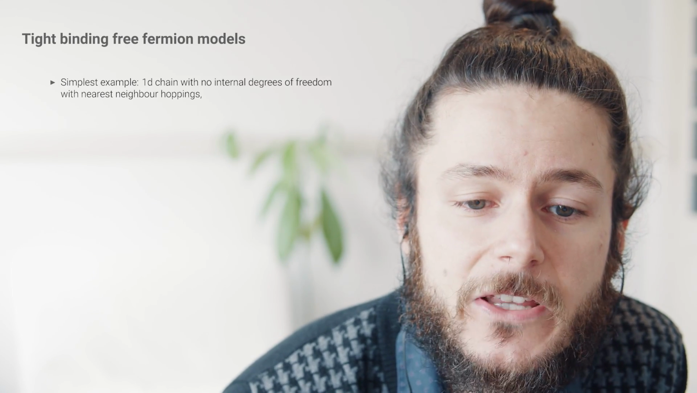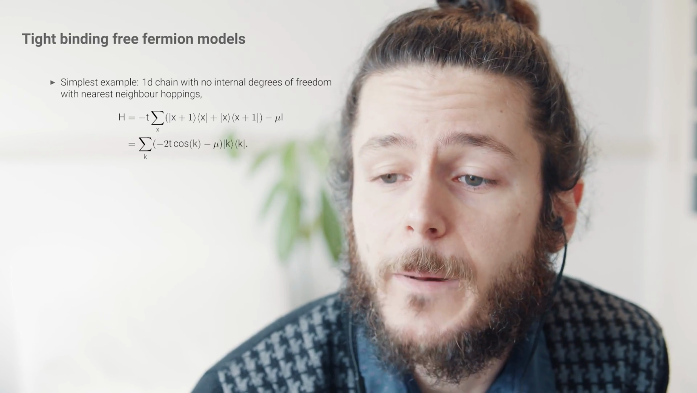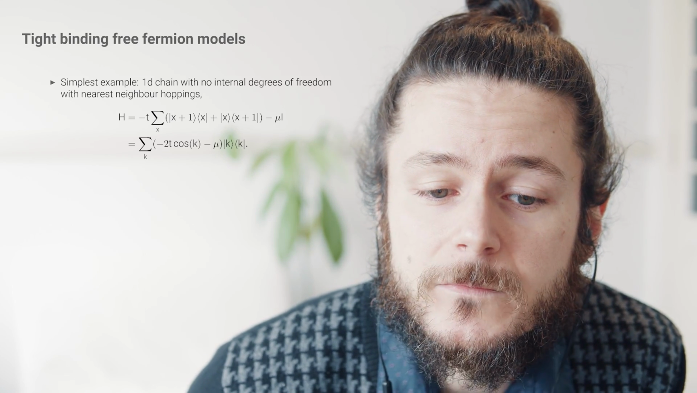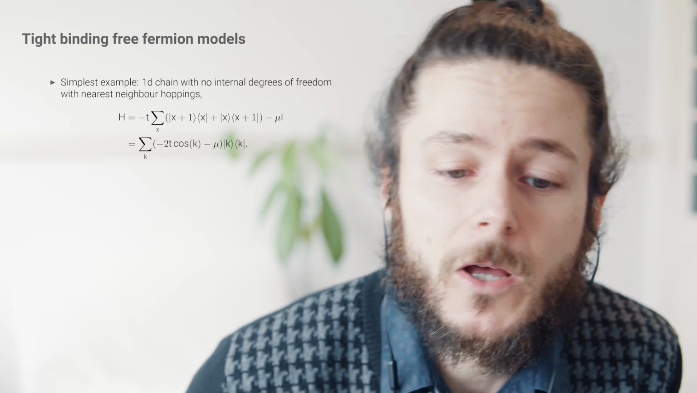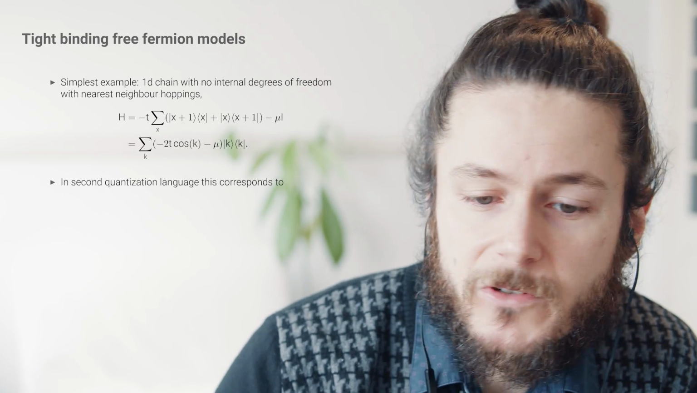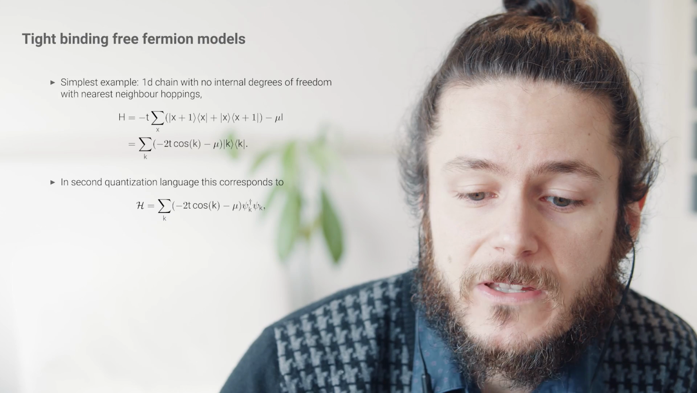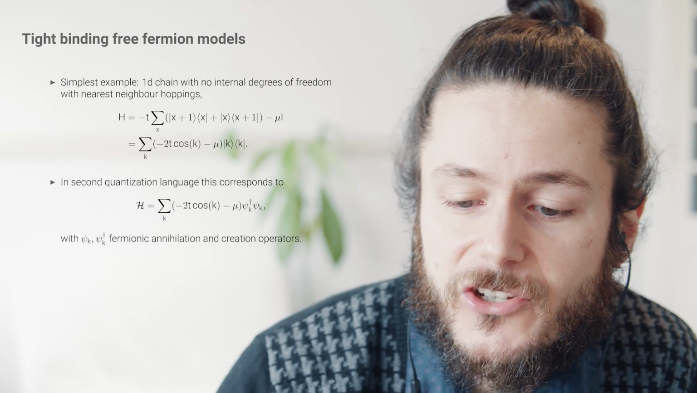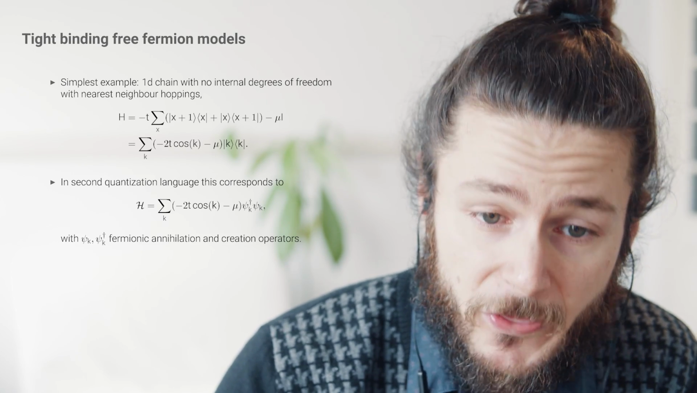So now let us consider tight binding free fermion models. The simplest example is perhaps a 1D chain with no internal degrees of freedom and with nearest neighbor hoppings. So this is something like that. This is the single particle Hamiltonian. And I can go to momentum space, and this is diagonal. And this is the spectrum of my tight binding model. Okay? In second quantization language, this corresponds to this Hamiltonian, where psi and psi dagger are fermionic annihilation and creation operators. So this is for 1D.